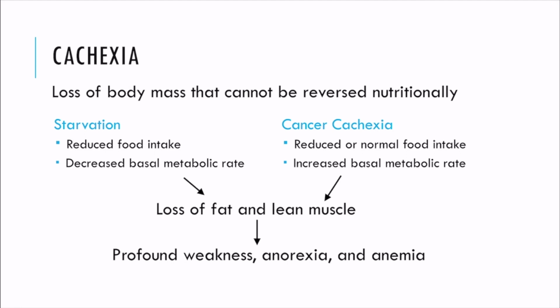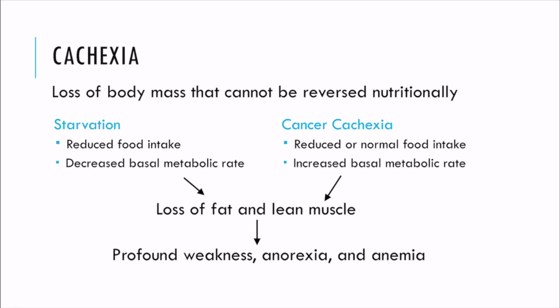But in cancer cachexia, typically the food intake is normal or maybe slightly reduced, but the basal metabolic rate is increased. That is because the cancer has a very high metabolism. So you have a bunch of cells eating, right, gobbling up the nutrients, and your body can't keep up. In the same way, you end up losing fat and lean muscle. You steal from fat and protein to feed the need.